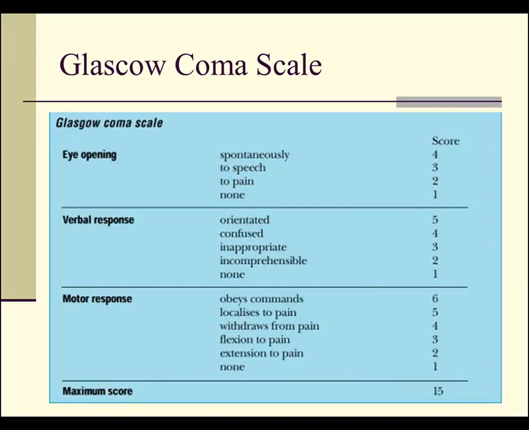But if you notice, the higher level of function that they have, the higher their score is, and each area starts with the optimal level of function and down to nothing. For example, with eye opening, you start with spontaneous and you move down to none. And then you take your score that you got for eye opening, your score you got for your verbal response, and the score that you got on your motor response, add them together and give you your max score, which is your GCS score.